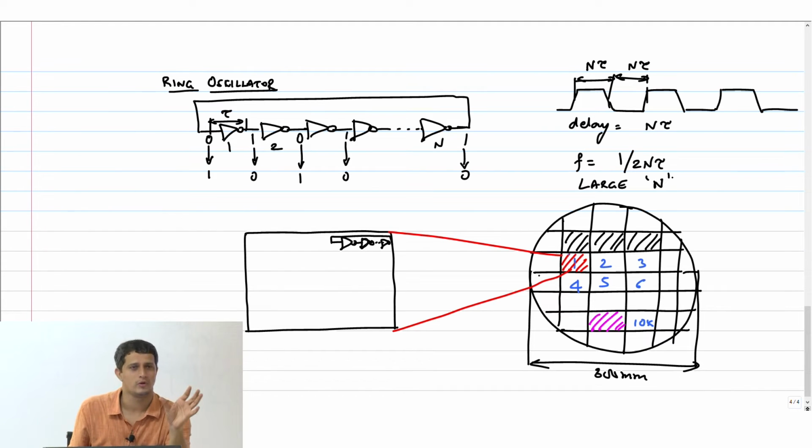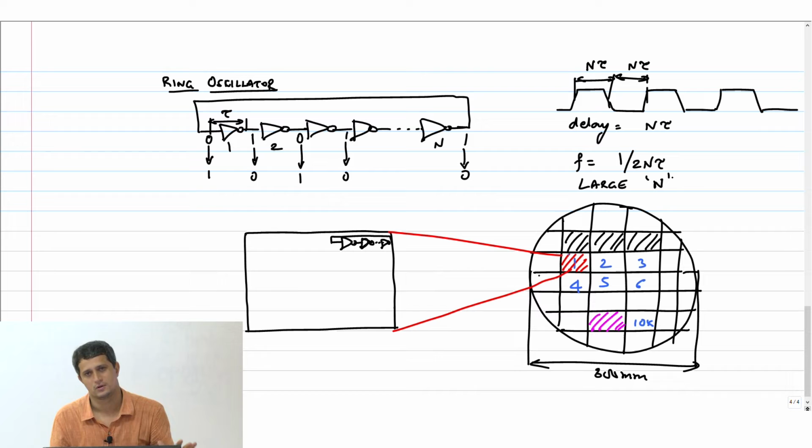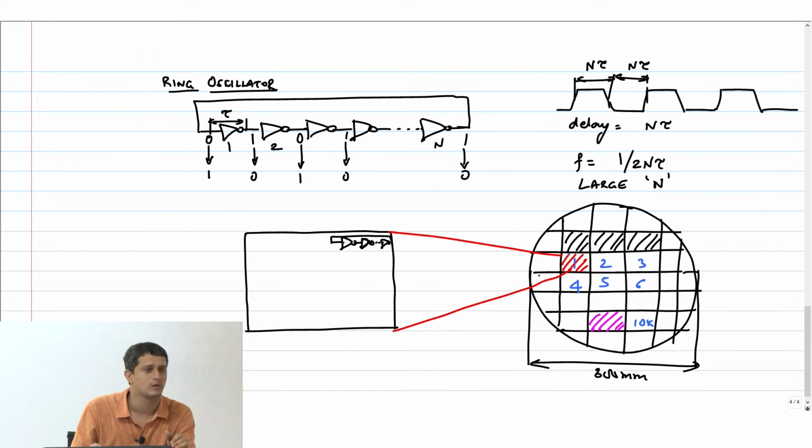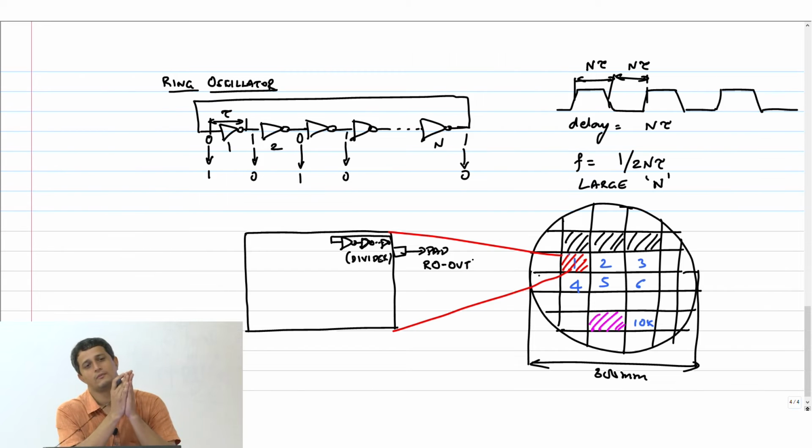So after all that, you can bring this oscillating signal out from the chip. Therefore you put a ring oscillator which has a large number of stages, followed by a divider also, and you get this out on a pad. This will be called ring oscillator out. You can observe this on an oscilloscope, or the tester can do an automated measurement, whatever it is, and you can find out what the frequency of operation is.